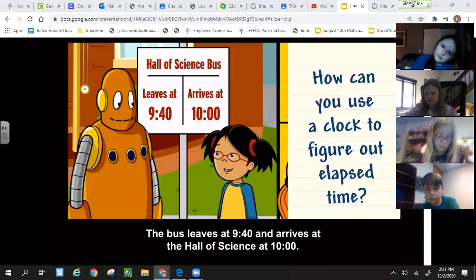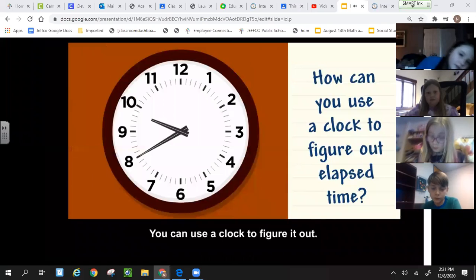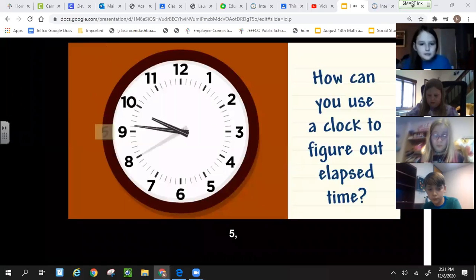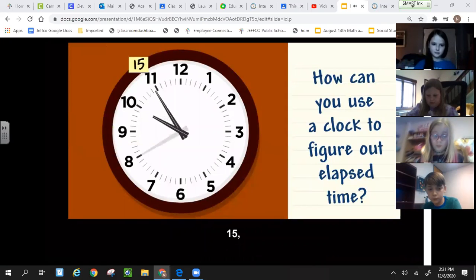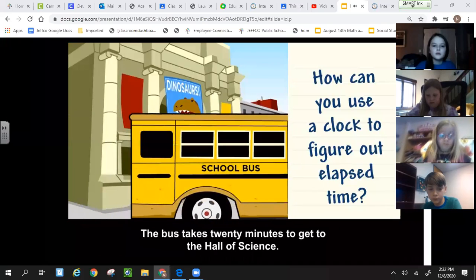How can you use a clock to figure out elapsed time? The bus leaves at 9:40 and arrives at the Hall of Science at 10 o'clock. How long is the bus ride? You can use a clock to figure it out. Start at 9:40 and then count up by 5s until you get to 10 o'clock. 5, 10, 15, 20. The bus takes 20 minutes to get to the Hall of Science.